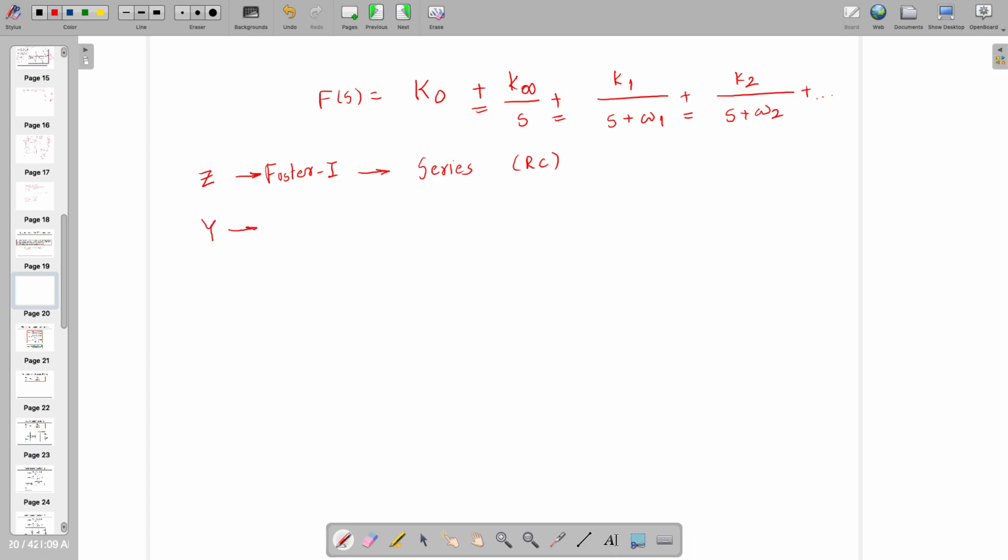However, if it is admittance, we can realize with Foster 2, and in that case this will become parallel, and the entries will be R and L, not R and C, right? This already we talked about.